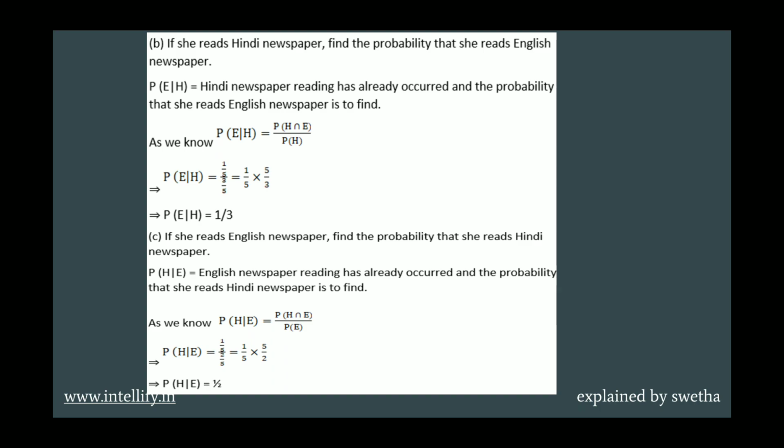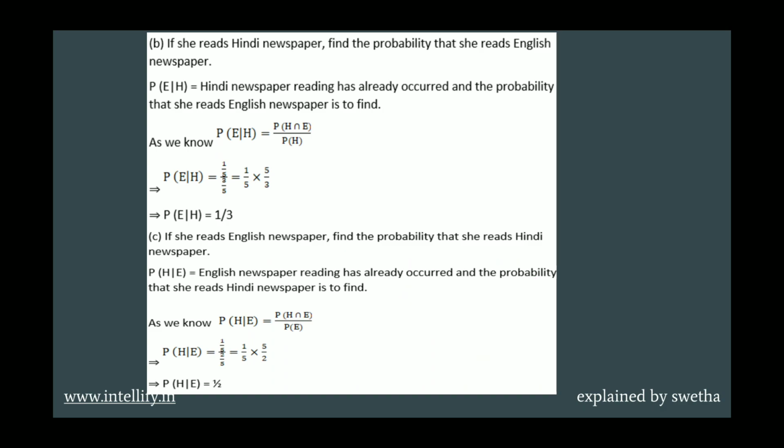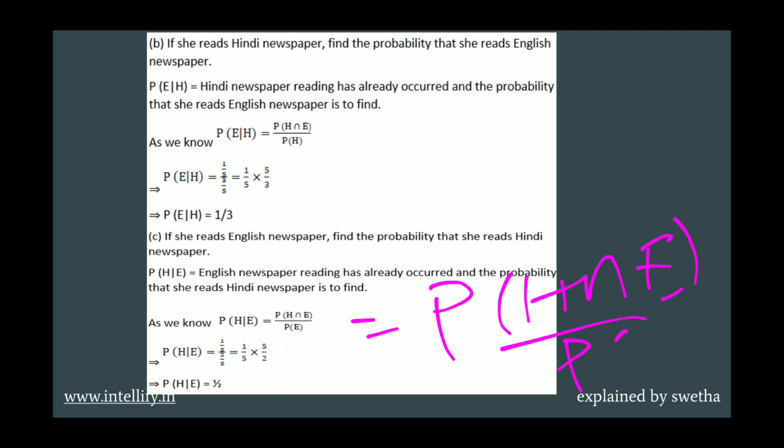Third question is, if she reads English newspaper, find the probability that she reads the Hindi newspaper. Probability of H by E. Here, the English newspaper reading has already occurred and we have to find the probability that she reads the Hindi newspaper. So that is equals to probability of H intersection E divided by probability of E. Therefore, that is equals to 1 by 5 divided by 2 by 5, that is equals to 1 by 2.